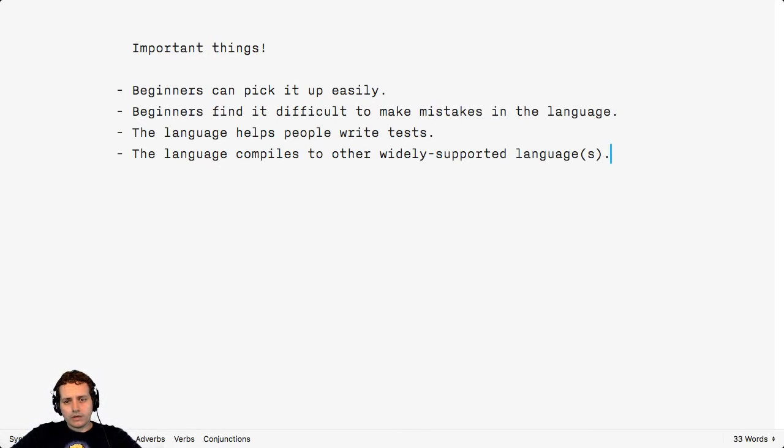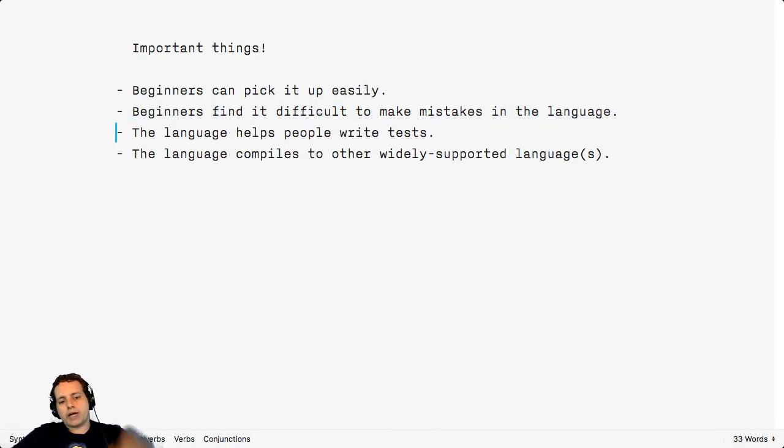So I think this is good for goals. Beginners can pick it up easily. In other words, if I'm showing it to people, if new programmers want to learn, it's got to be an easy language for them to learn. That means reducing complexity. That means eliminating many and varied options. That means hiding dangerous parts of the language. Then beginners find it difficult to make mistakes in the language. What does the language do to help people who are making expected mistakes? Does it go to pains to remove commonly made mistakes? Does it document stuff very well? These are all kind of important things, I think, for this language.